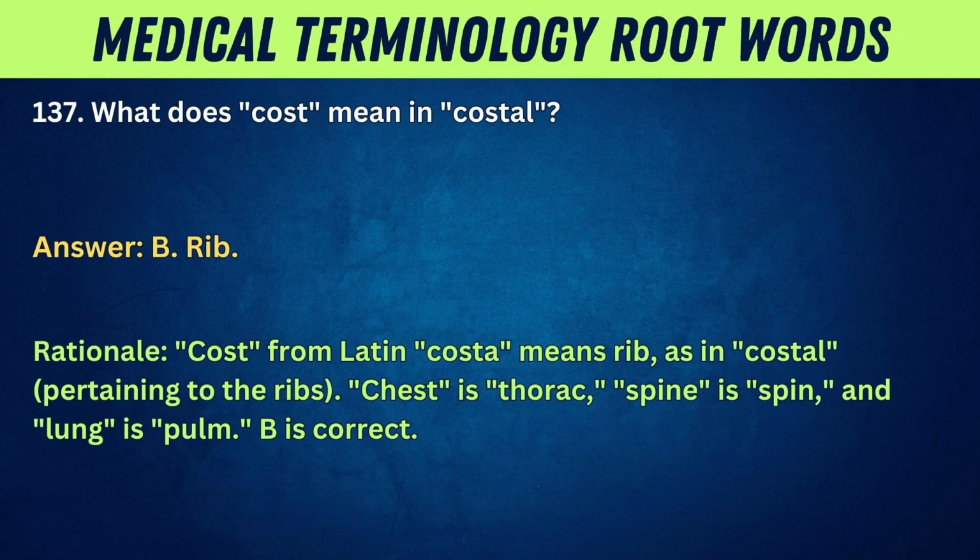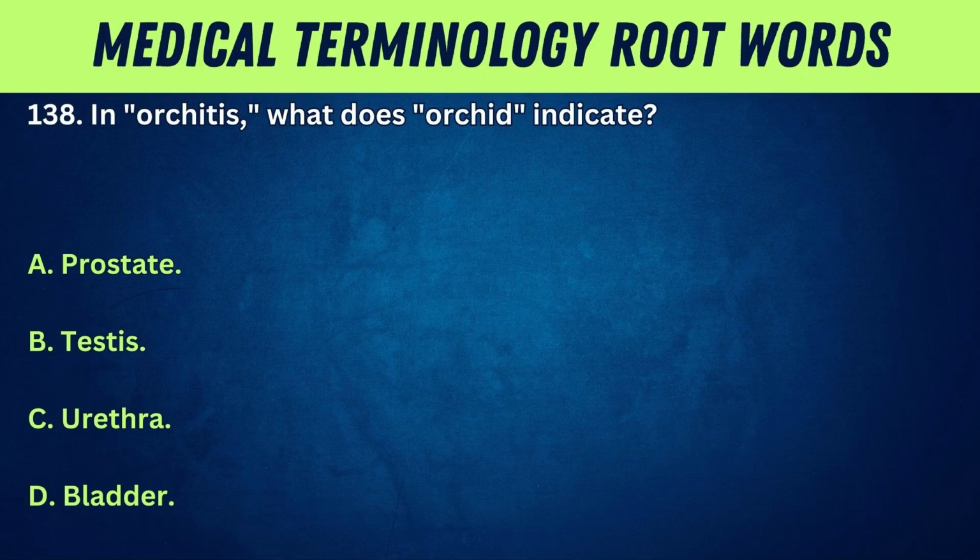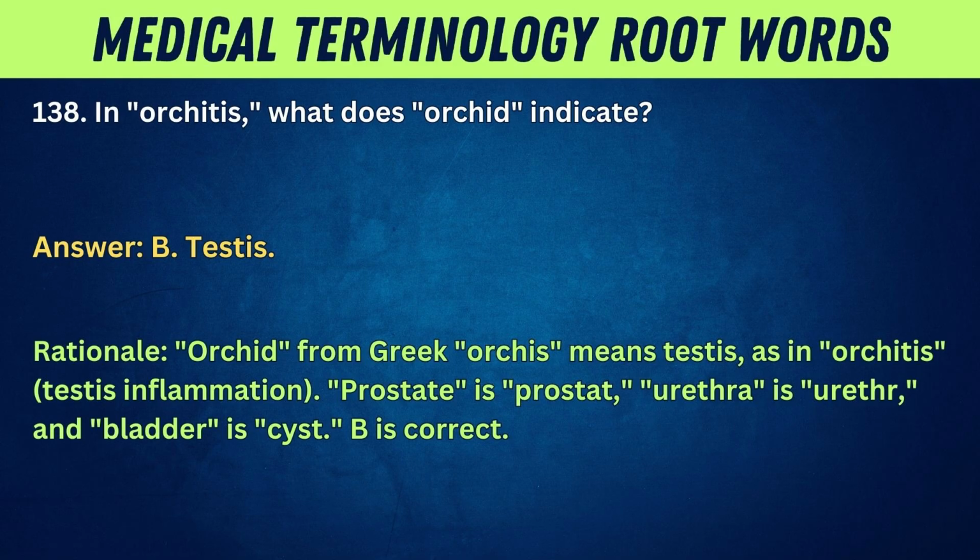B is correct. 138. In orchitis, what does orchid indicate? A. Prostate. B. Testis. C. Urethra. D. Bladder. Answer: B. Testis. Rationale: orchid from Greek orchis means testis, as in orchitis, testis inflammation. Prostate is prostat, urethra is urethr, and bladder is cyst.